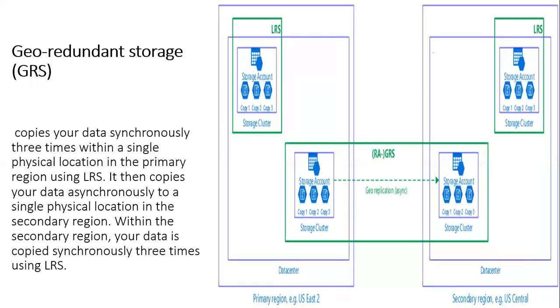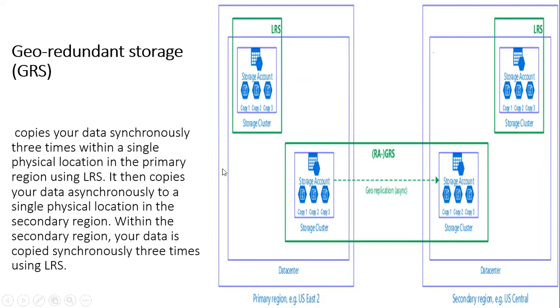So geo redundant storage is also another option. What happens here is there are two regions. US East is a typical example, an answer to your question. I have selected US East this time rather than US Central, and I have selected Australia this time. These are two different parts of the world.